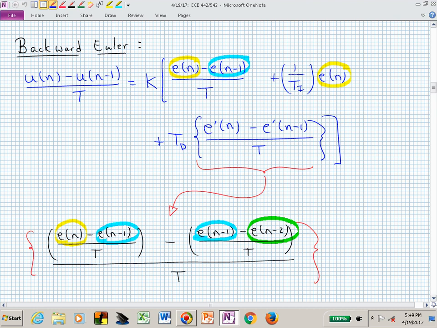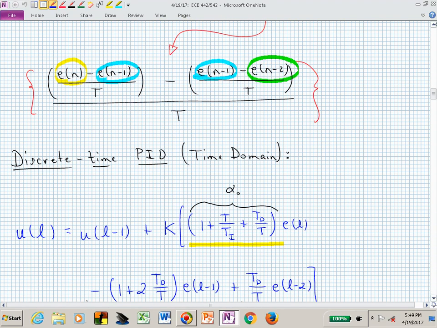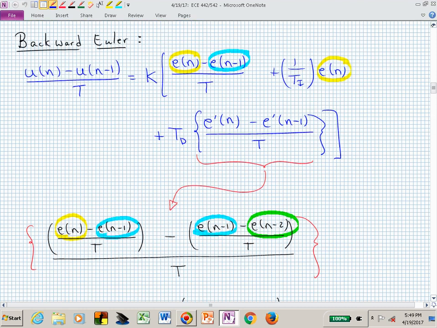Meaning, if you follow all of this algebra around, then you will find that the yellow terms, look at how many terms we had in the yellow. We should have 3 coefficients that help produce the coefficient that scales little e of n. We have 3 different pieces. We have a k piece, we have a k over t sub I piece, and we have a t sub d over t piece that all scale little e of n.